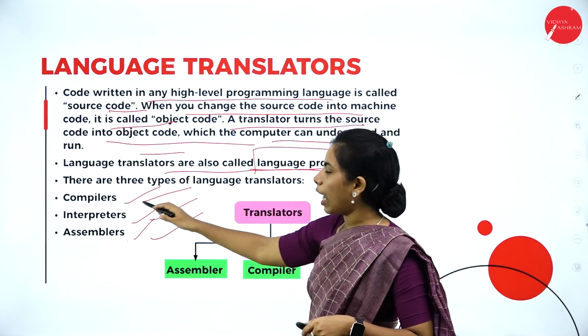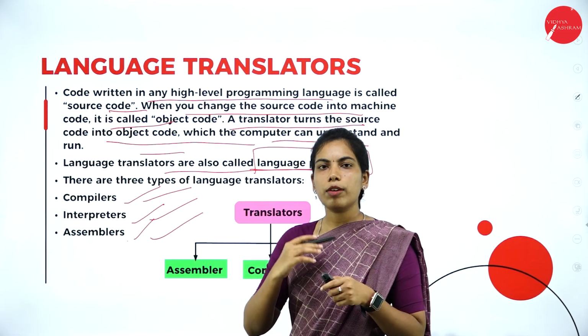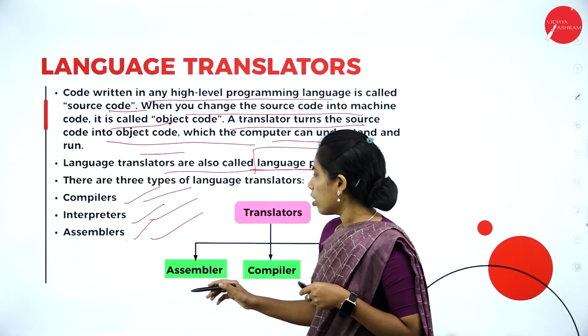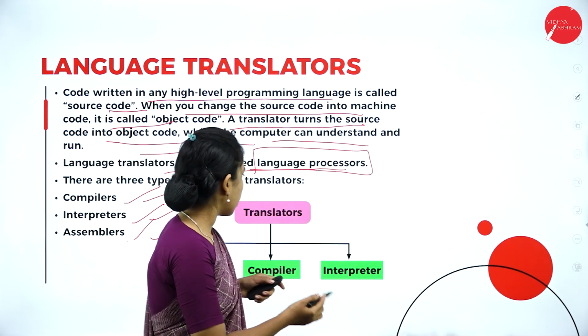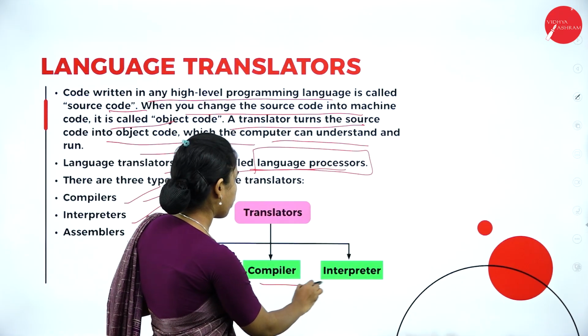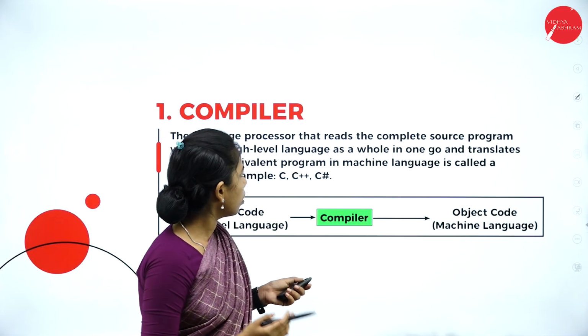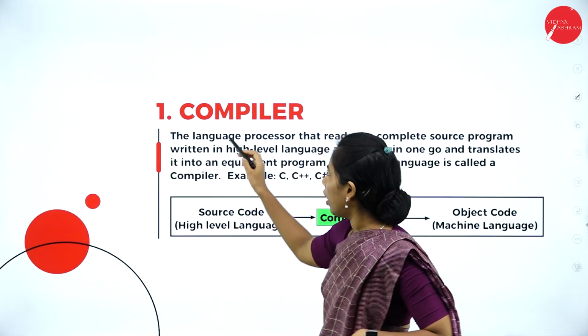So these are all the language translators. They translate from the basic code into the higher code or machine level code. Here you can see one pictorial representation: assembler, compiler and also interpreter. This is also good. So let's see what we mean by a compiler.